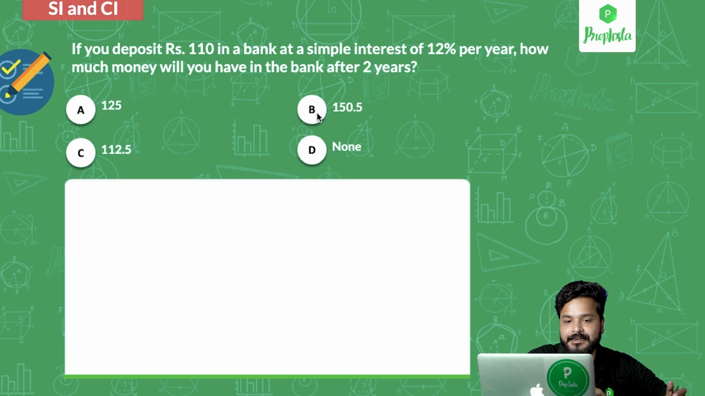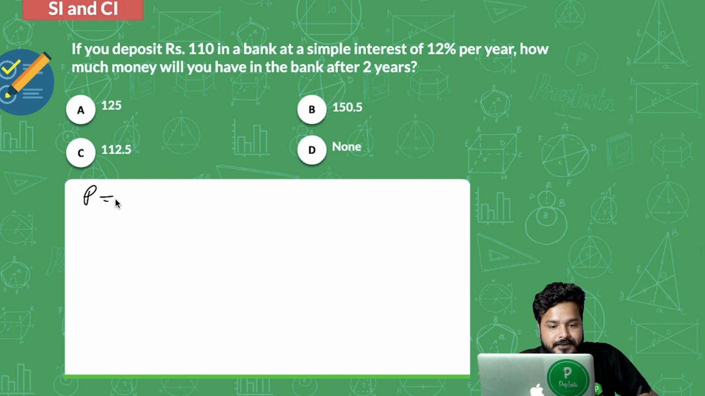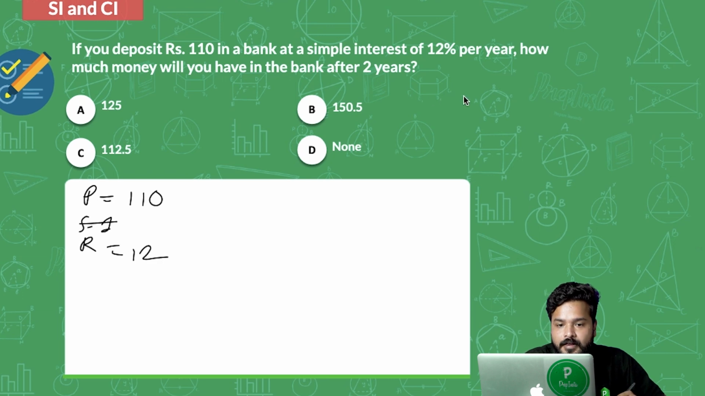It says, if you deposit rupees 110 in the bank, so that means the principal amount is 110, at a simple interest of 12% per year, so the rate is 12. How much money will you have in the bank after 2 years? Time is 2 years. We need to find that.